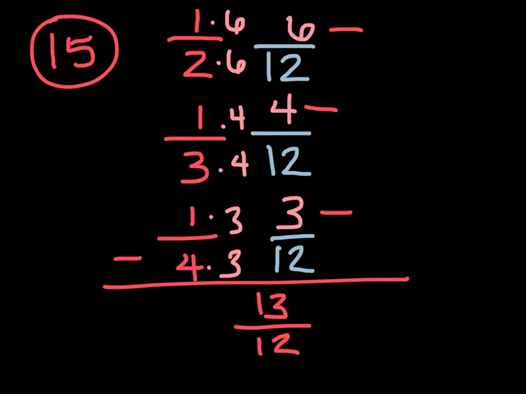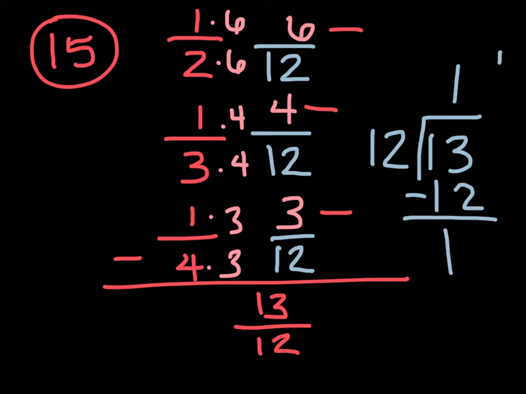Anytime you have an improper fraction like that, a lot of times they want you to simplify and change it to a mixed number. To do that, you just divide the top number by the bottom number. It's going to equal 1 and 1 over 12.